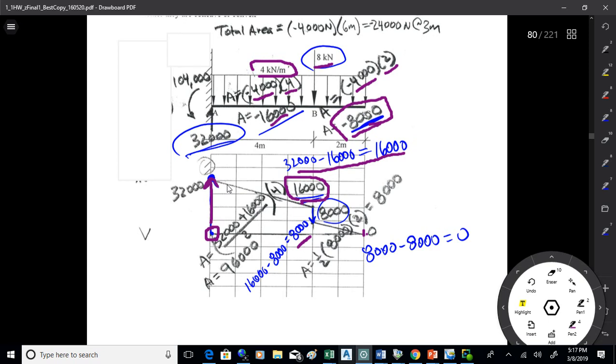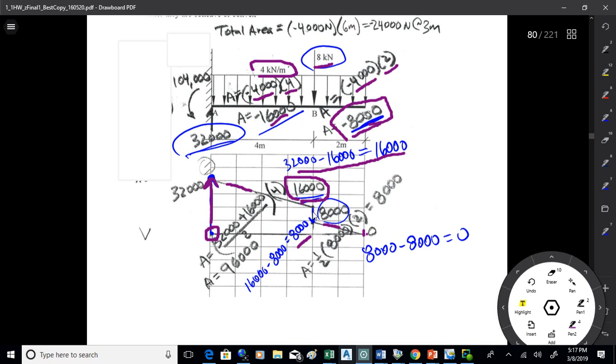I've got constant slopes on these lines equal to the value of the load diagram, which is negative 4,000. And so that's the slope of these two lines. And I have that little discontinuity here where this point load pushes the shear diagram down by 8,000.